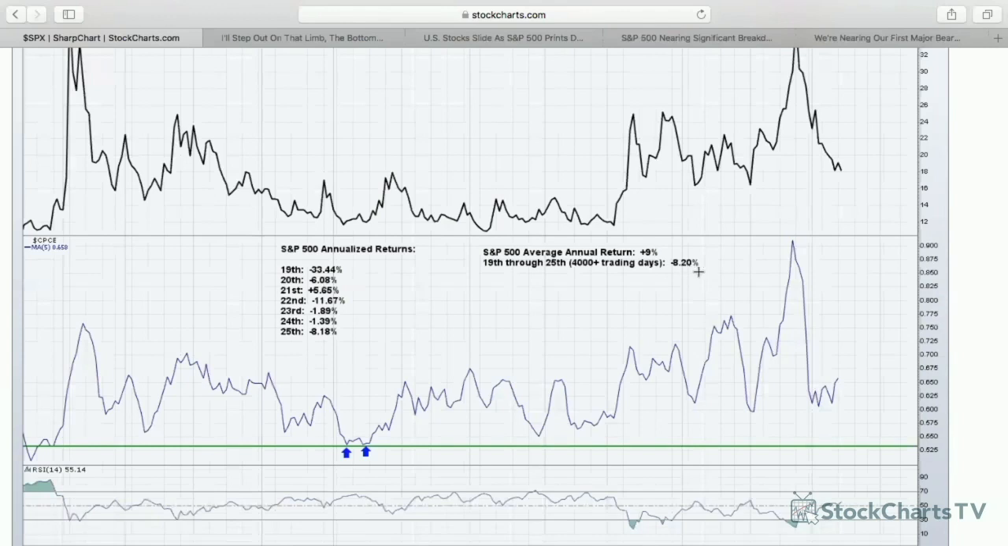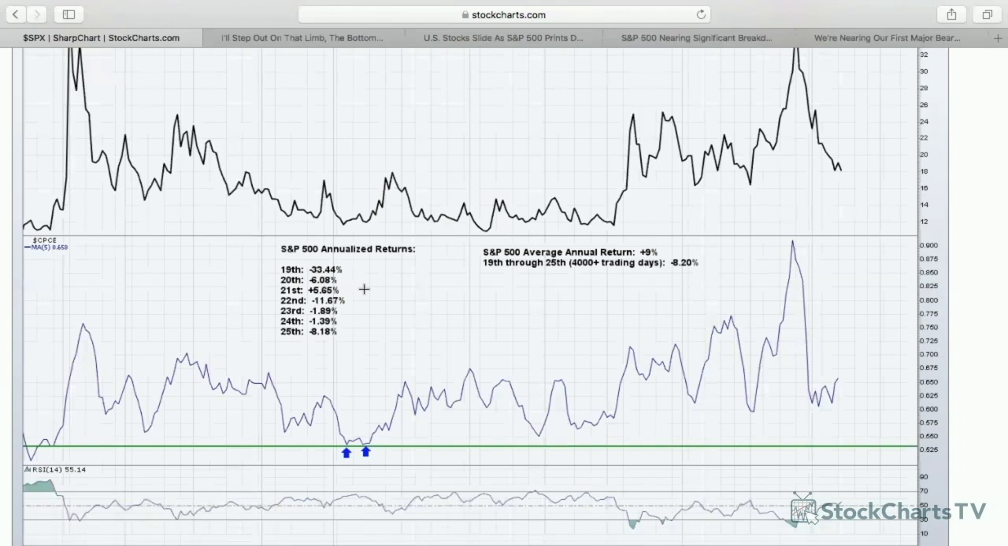That is the equivalent of about 16 years. It's over 4,000 trading days. So the equivalent of over 16 years. Imagine if I told you the S&P 500 was going to go down on average 8% a year for the next 16 years. How excited would you be to be in the market? That's the way you need to be thinking when you get into this period, 19th to the 25th.